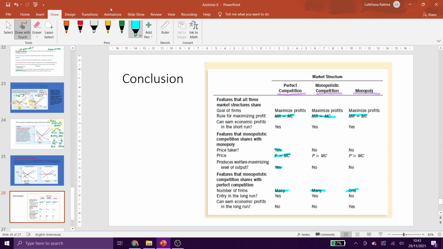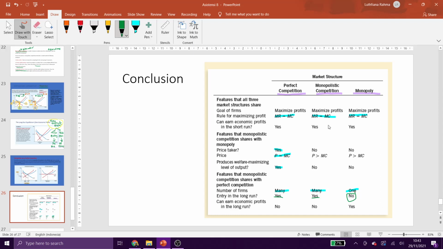Okay, then we talk about entry in the long run. In the long run, there is free entry and free exit. Meanwhile, for the monopoly, there is no entry in the long run, meaning that it is so difficult to enter or exit the market, as we said before. There are high barriers to entry and exit.